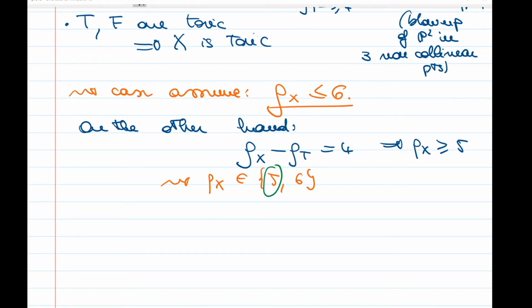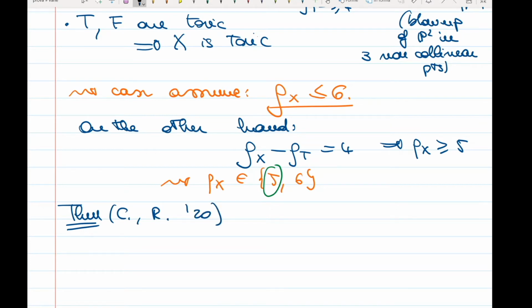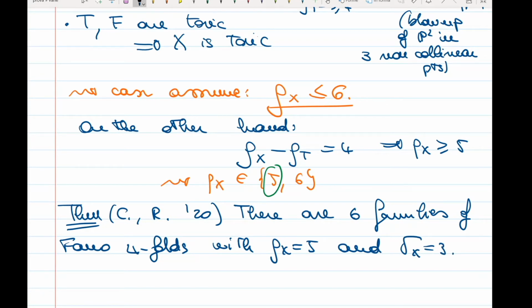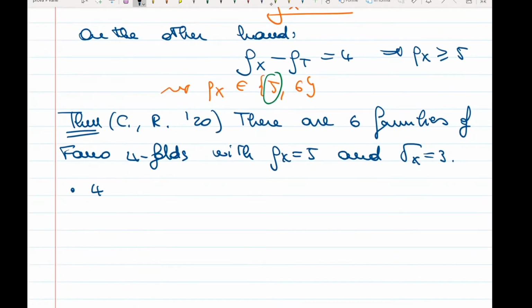So let me give a statement. There are 6 families of Fano fourfolds with Picard number 5 and Lefschetz defect 3. And 4 are toric. So in particular, toric Fano fourfolds are rigid. So these are just, I mean, in each case, it's one fourfold. It's not really a family. And 2 are not toric.